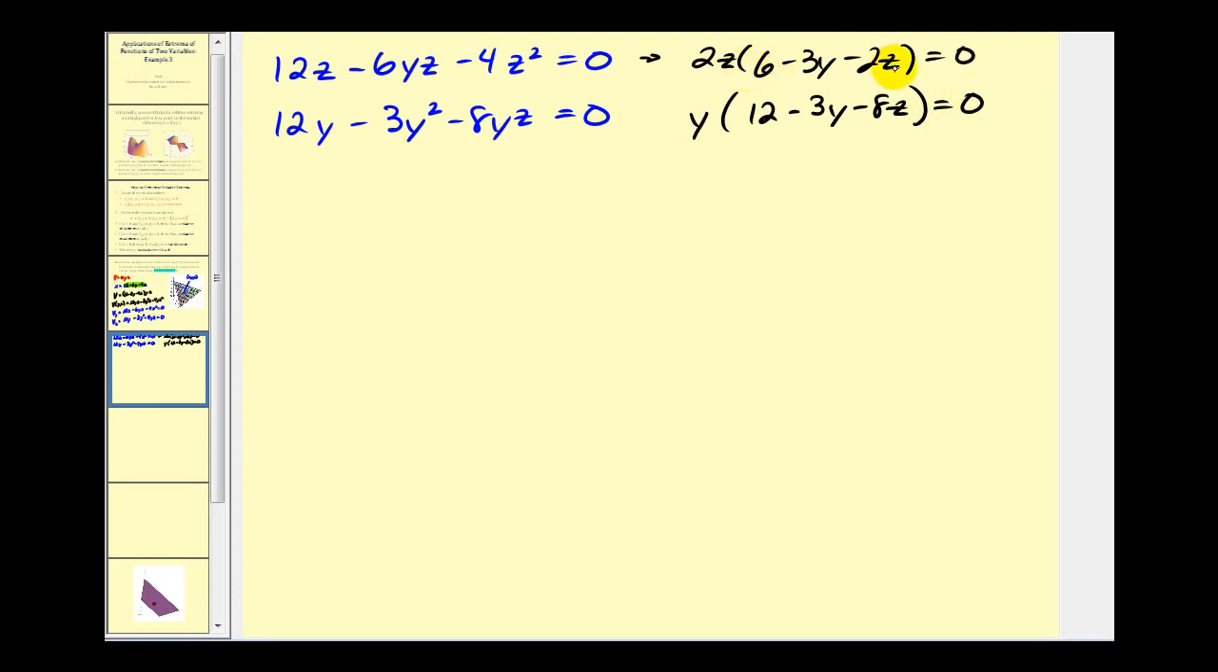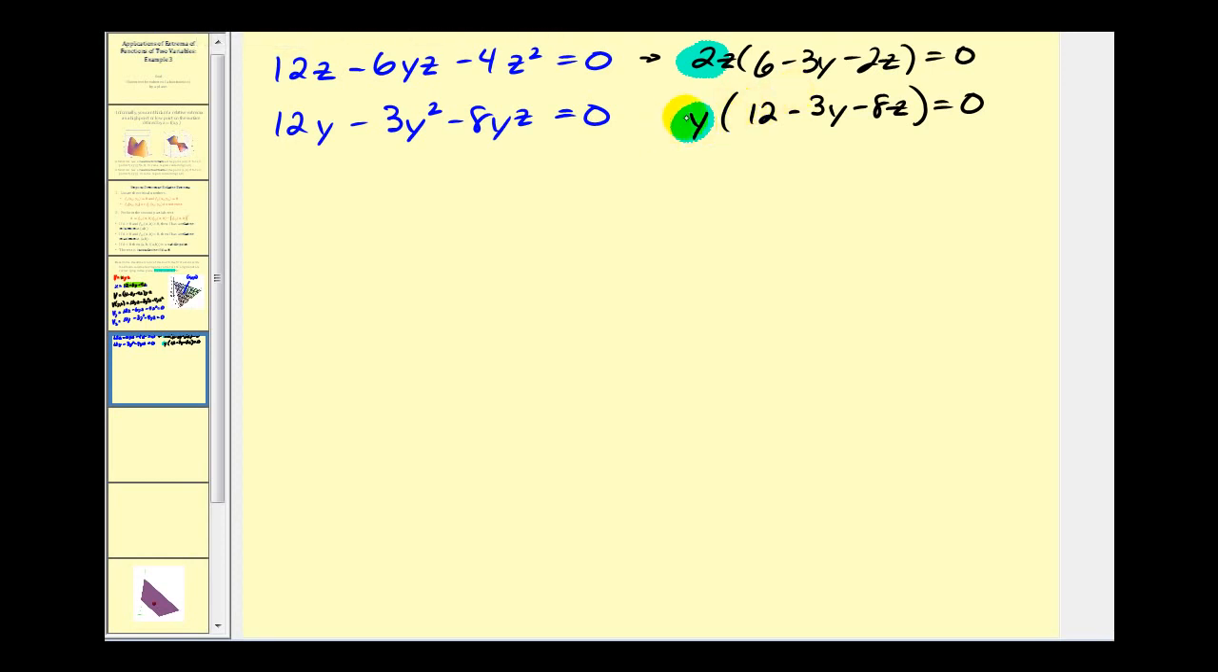If we take a look at this first equation, one solution would be if z is equal to 0 and y is equal to 0. However, it's not possible for y and z to be equal to 0 because remember we're trying to maximize the volume, and if either y or z are equal to 0, the volume would be 0 and therefore not maximized. So what we're left with is trying to determine the solutions to the remaining factors.